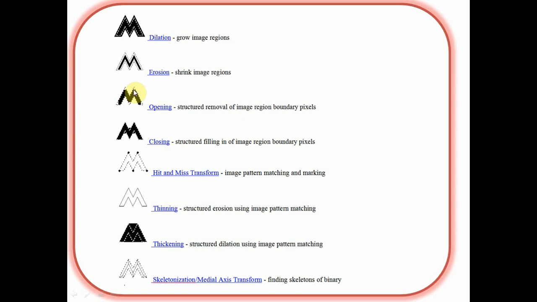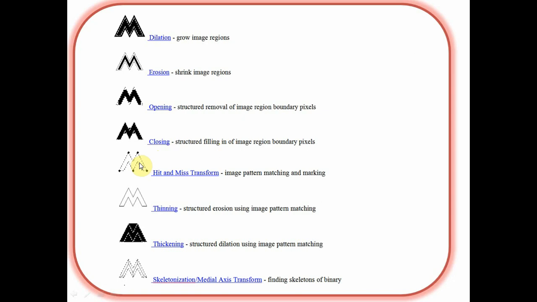Then opening: if you consider all these corners of this input image, they have been opened using the opening morphological operator. So it is structured removal of image region in boundary pixels. Closing means you are adding some extra part to the image, structured filling, you can say, in the image region boundary pixels. Hit or miss transform is where you have a structuring element made up of foreground as well as background pixels, that is 1 and 0.